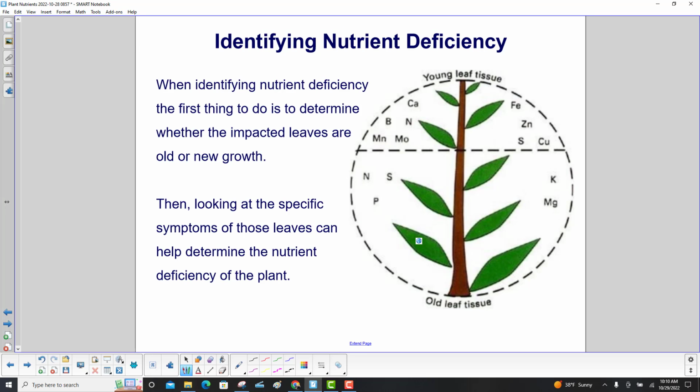Summarizing nutrient deficiency, in order to identify them, the first thing to do is determine whether the impacted leaves are old or new growth. Okay, so here's the young leaf tissue at the top, here's the old leaf tissue. Then looking at the specific symptoms of those leaves can help determine the nutrient deficiency of the plant.